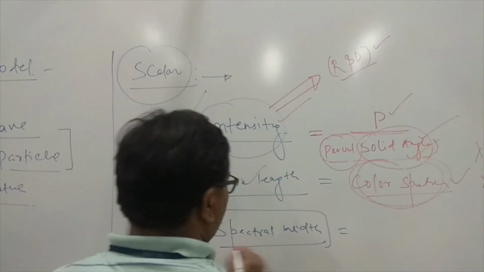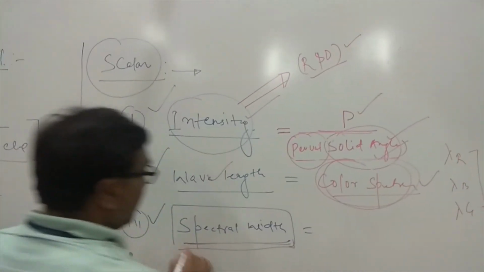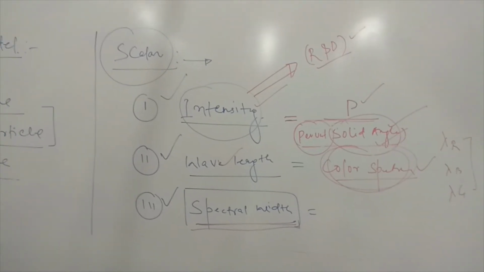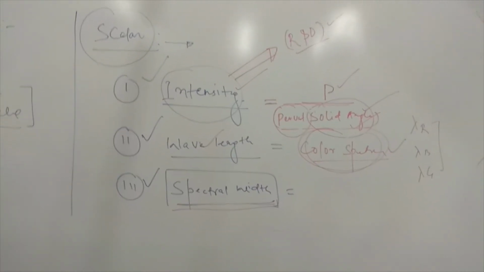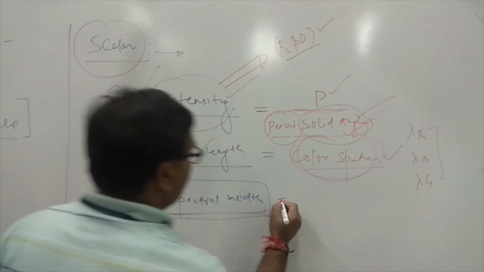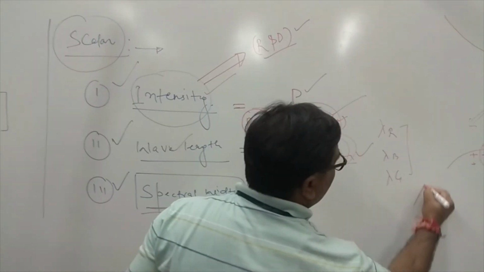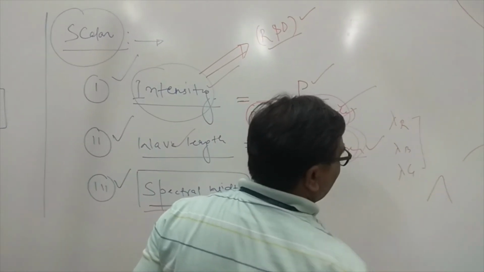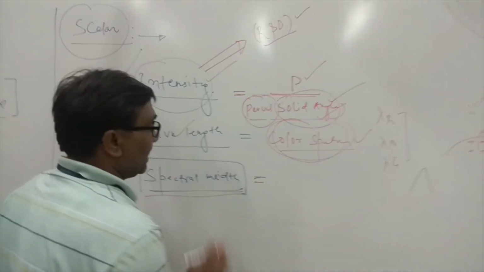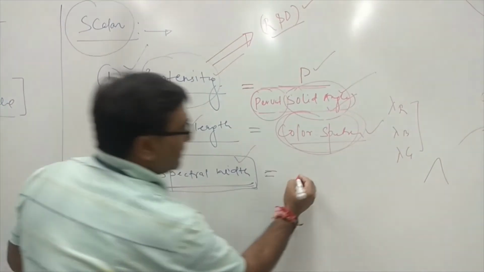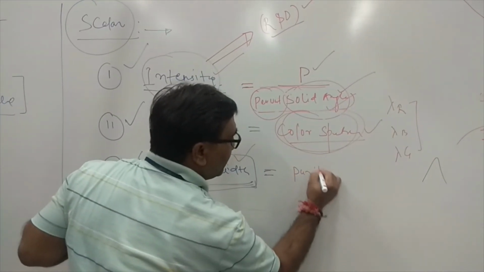The third one is the spectral width. This is really important, because I already told you that in the rays model, the color spectra is very important along with the spectral width. I already told you why a laser is good, because of the spectral width. And how can we define the spectral width in the rays model? It is nothing but the purity of color.